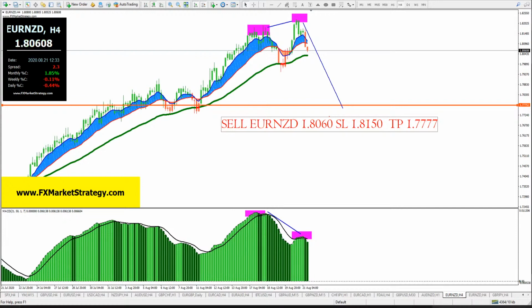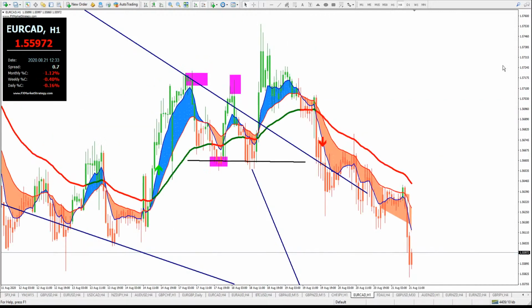Gold is down, okay guys? Gold is a sell. So this wave right here, we can expect this to continue to come down. EuroCAD also, we do expect it to come down.